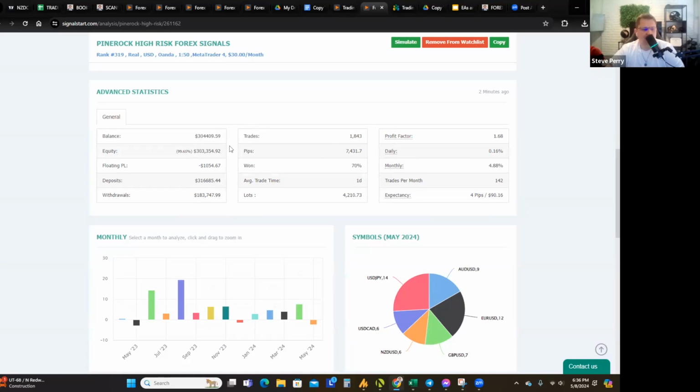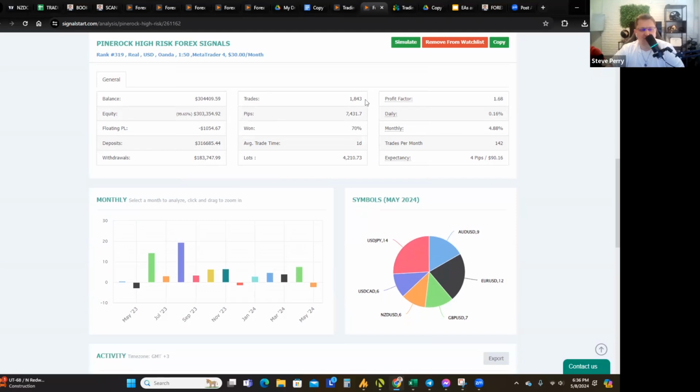It tells you other information like how many trades they've taken in the year, about 1,800 trades. They've made about 7,400 pips. Their win percentage is 70%. This is how many withdrawals they've made. Let's see, lot sizes total that they've taken. Expectancy is what you would expect to make per trade. So this guy makes about 4 pips per trade. So it's a scalping bot for sure.